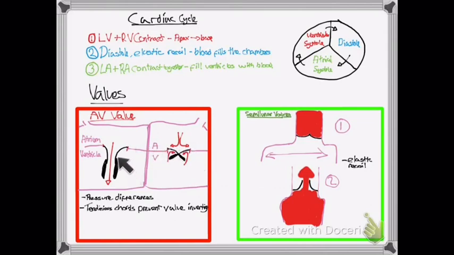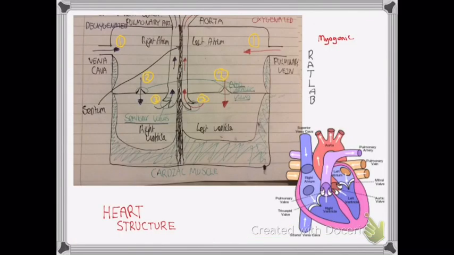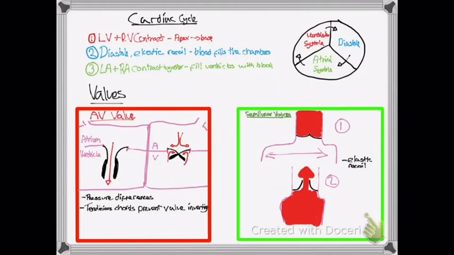So the blood pushes against these things here called tendinous cords, which also prevent the valve from inverting. The contraction of the ventricles forces this valve closed, allowing blood to pump out through our arteries. Then we've got semilunar valves, which I'll show you on the diagram. They're the valves here, okay, at point 3, going into the arteries.